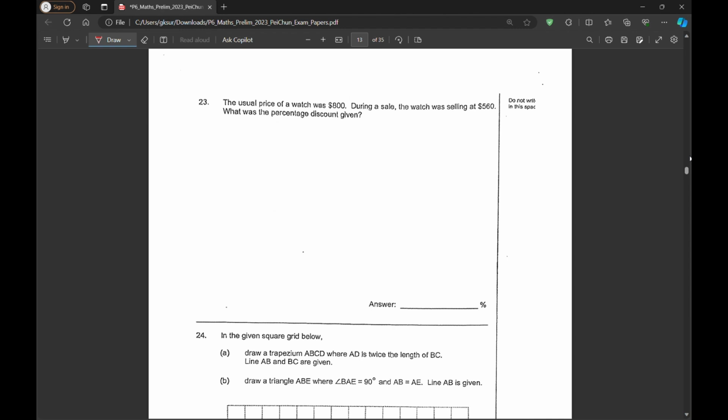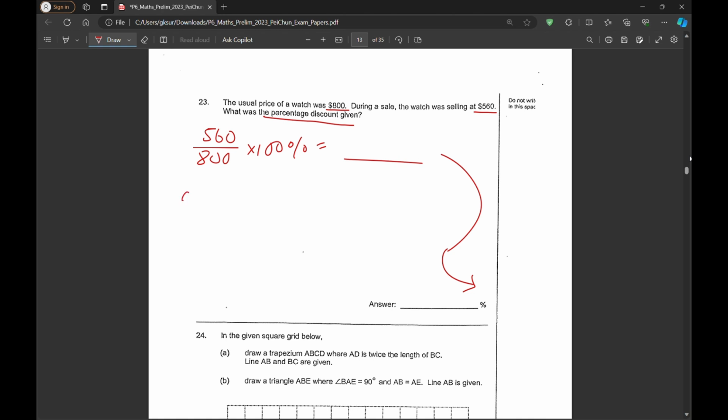Moving on to question 23. The usual price of a watch was $800. During a sale, the watch was selling at $560. What is the percentage discount given? So most students, the moment they see two numbers, they will go 560 over 800 times 100%, get the answer, and write it down over here.